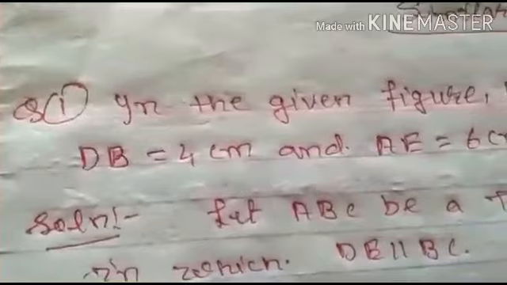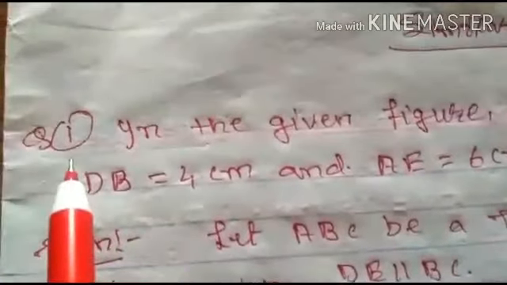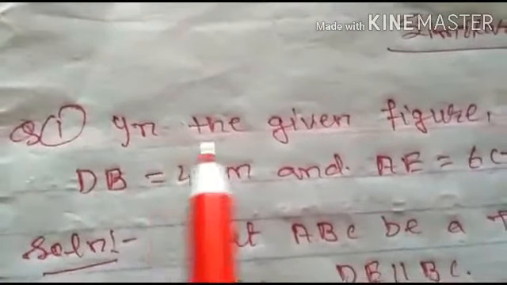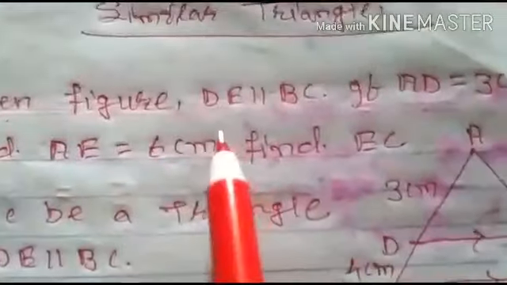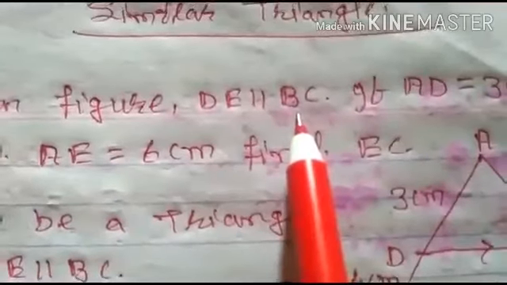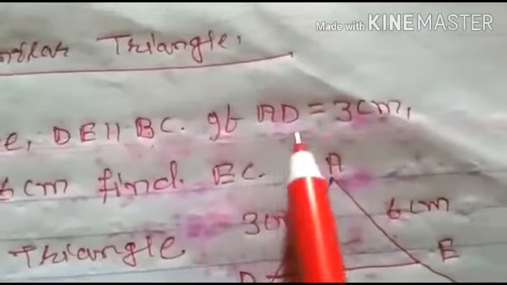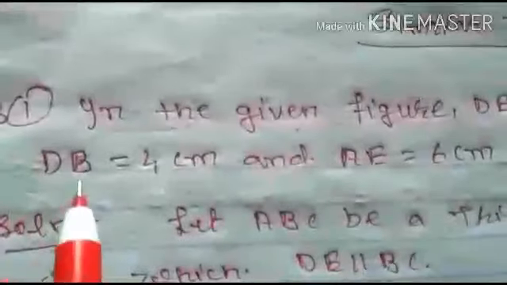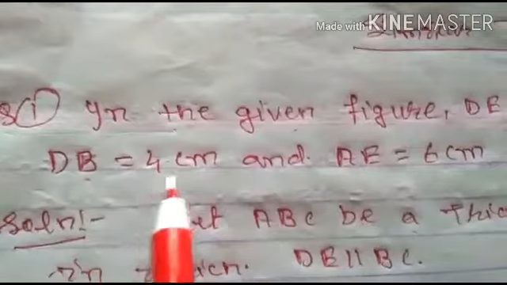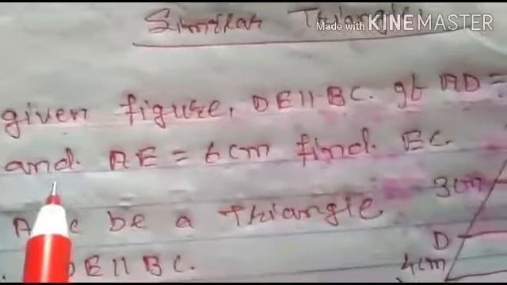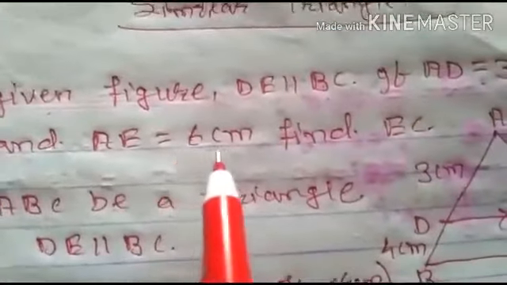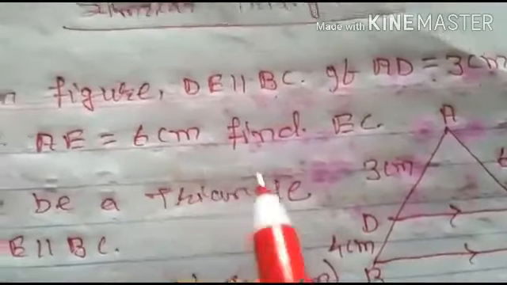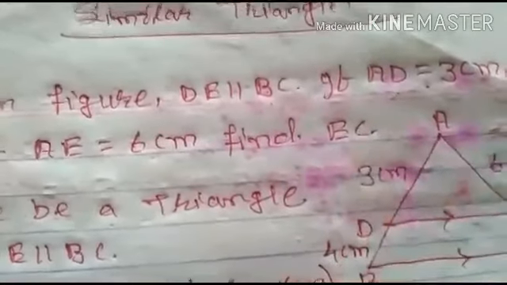So here our question number 1 is: in the given figure, DE parallel to BC, if AD equals 3 centimeter, DB equals 4 centimeter and AE equals 6 centimeter. Find EC. Students, here is the figure.